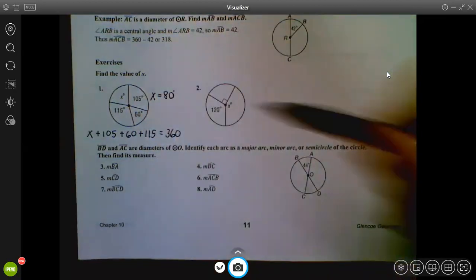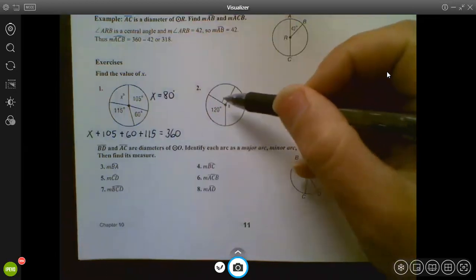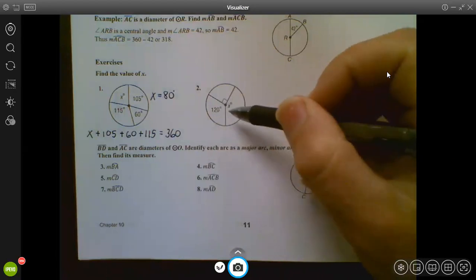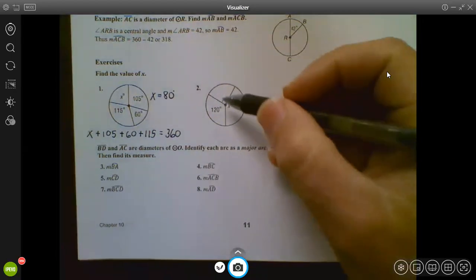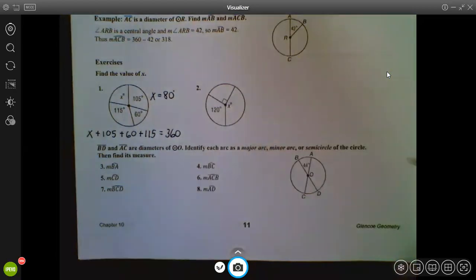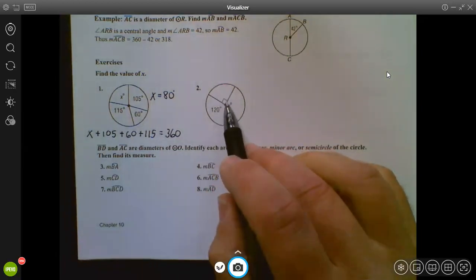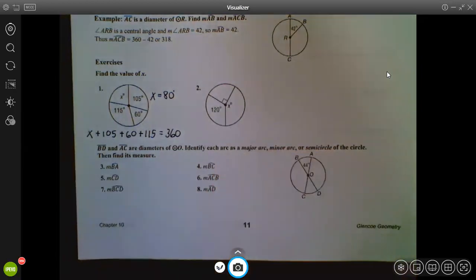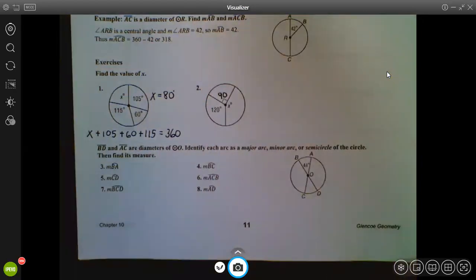All right, let's do the same thing for this one here. You'll notice on this one that there's only three angles, which means all three of them should add up to 360. But they didn't tell us directly what the degrees of that central angle is. But we know by the markings that if that's a right angle, well, we know the measure of a right angle is 90 degrees. So we can fill that in.